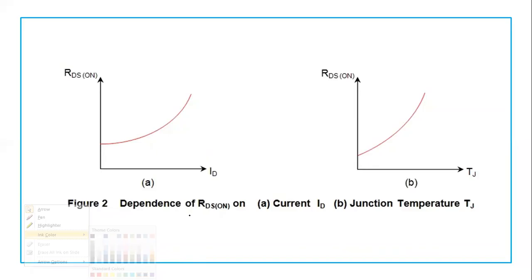So this shows the dependence of RDS, that is the drain to source resistance, on current ID. After a certain point, the more the current, the more it increases. Then the dependence of RDS on junction temperature you can also see, after some time it is also increasing. So the dependence on drain current, as well as on junction temperature, these two things are important.